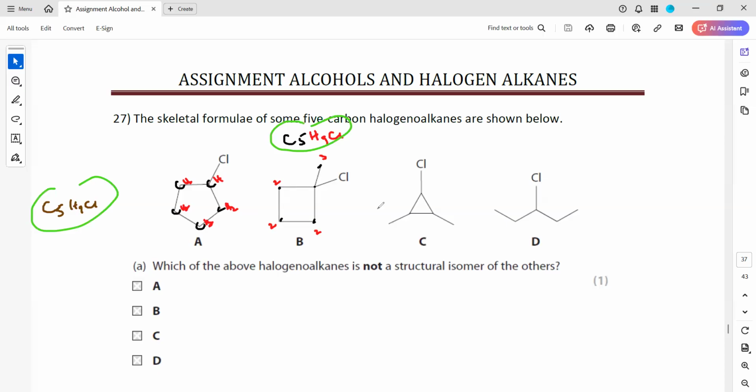What about the third one? So we have 1, 2, 3, 4, 5, so this is C5. How many hydrogens are there? This will have three hydrogens, this will have three hydrogens, this will have one hydrogen, one hydrogen, one hydrogen. So this will become 9, and then Cl is there. The last one, you have 1, 2, 3, 4, 5 carbons, so C5, and hydrogens 3, 4, 5, 6, 7, 8, 9, 10, 11. So H11 are there and then Cl. So D is not the structural isomer. Is it clear?